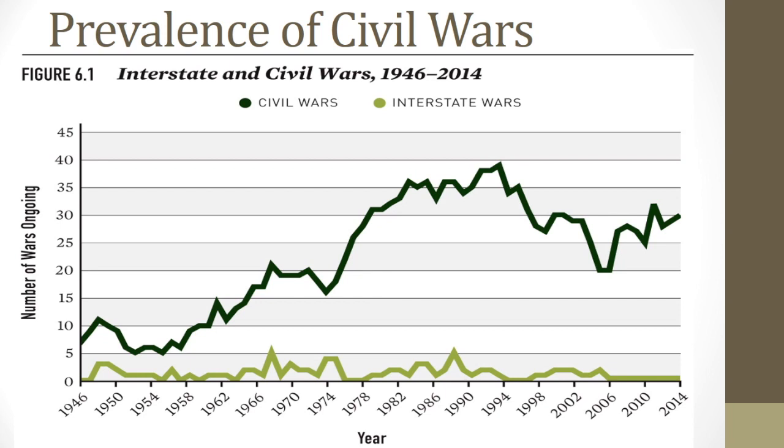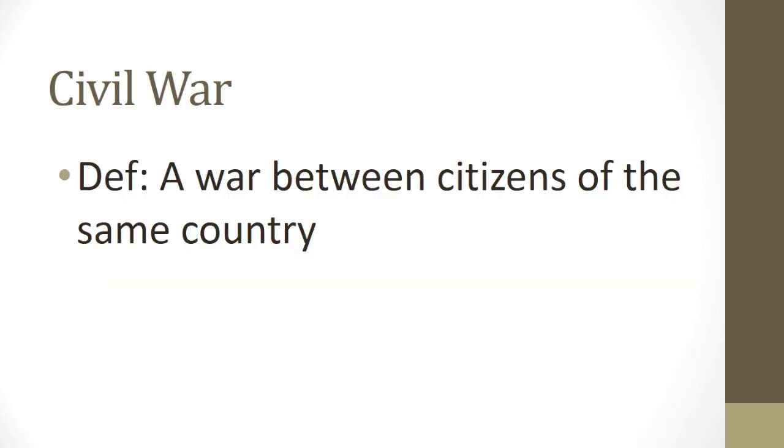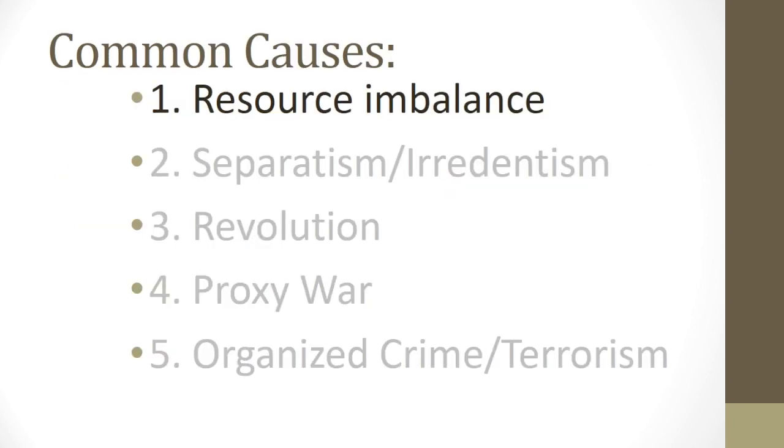So the first thing we should talk about is the fact that civil war is a lot more prevalent in the international community compared to interstate wars. As a matter of fact, in the last 30 years, we've seen a rather large drop-off in interstate war, while we've seen kind of an increase in civil war. All right, so the first thing we need to do is define it. The definition of civil war is simply a war between citizens of the same country. We are talking brother versus brother, family versus family, and there are several different reasons why this happens.